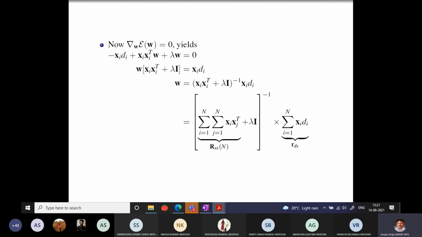Now there are n number of cases, if I consider all together. So this entire thing translates into this particular vector: summation i equal to 1 to n, j equal to 1 to n, x_i x_j^T, which is nothing but Rxx, which Simon has written directly, plus lambda I inverse, and this x_i d_i is a cross correlation kind of thing. For the n cases, i equal to 1 to n, x_i d_i becomes Rdx.